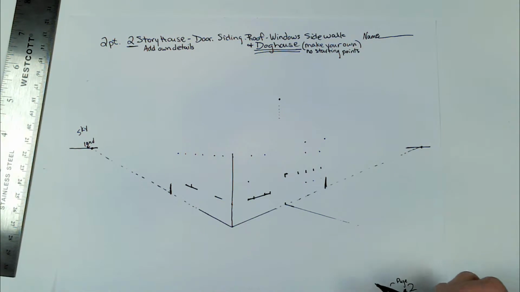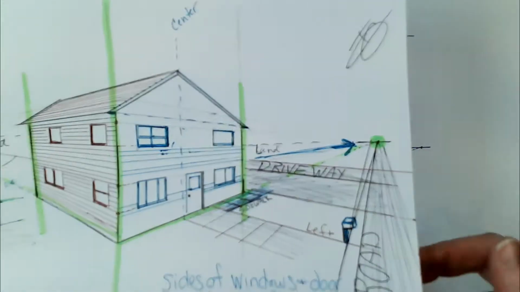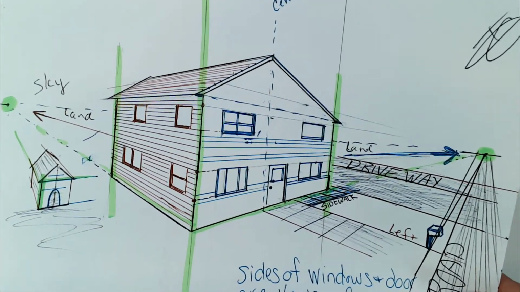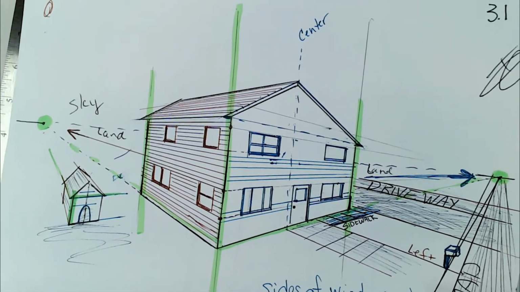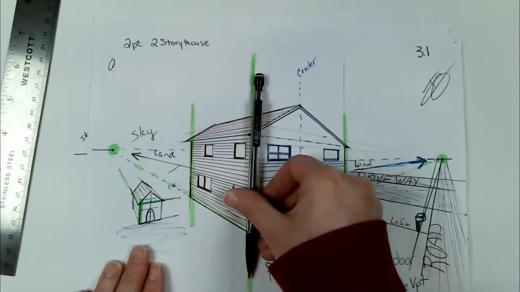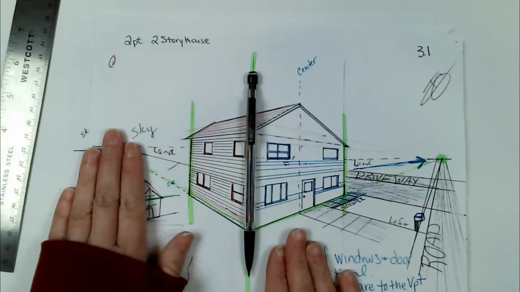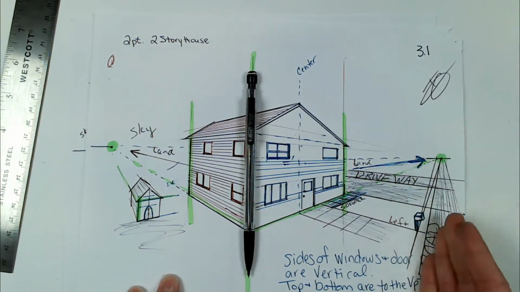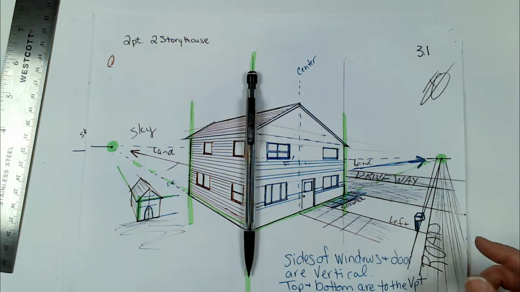For this video, I'm going to show you how to do a 2-story house that's using 2 points, and it will start to look something like this, and then you'll add in your own details and everything. But notice that we have our center axis, and then from that everything goes to the left and everything goes to the right.